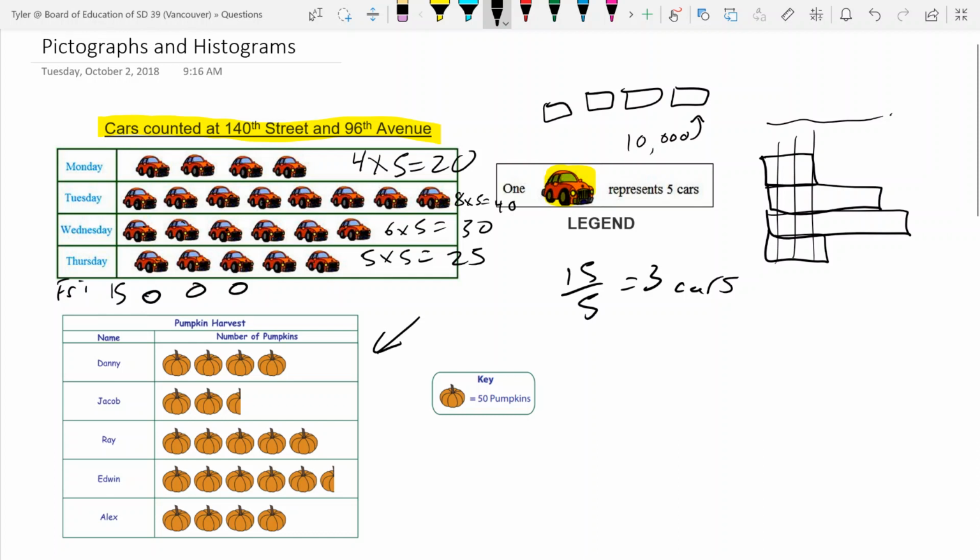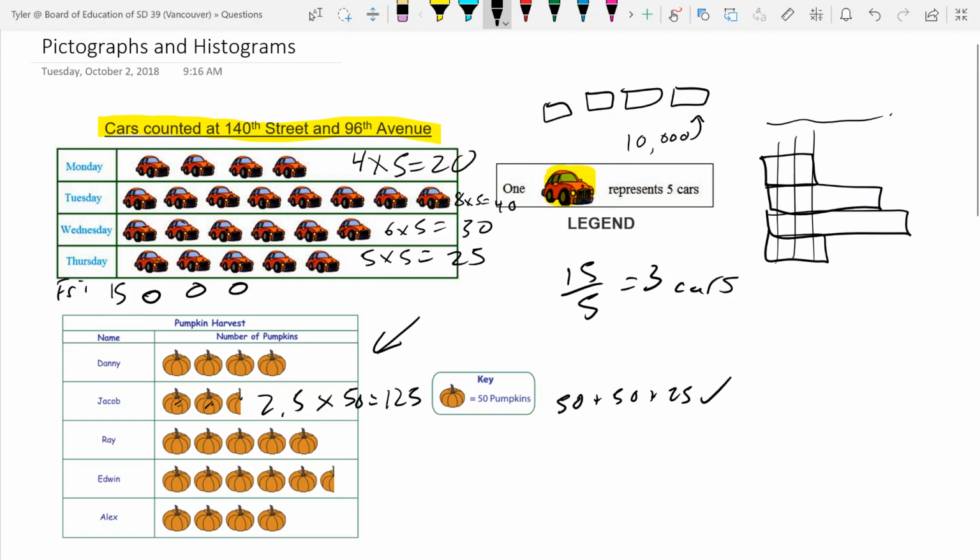Let's look at this example. The only new thing it throws in is you can have like half, quarter, whatever. So in this case, each of these pumpkins would be 50 pumpkins. So this would be 2.5 pumpkins times 50 gives you the total, which could be 125. Okay? If it's easier to think like 50 plus 25, that's cool too. That gives you the right answer.